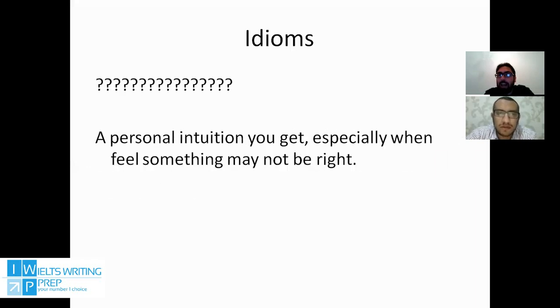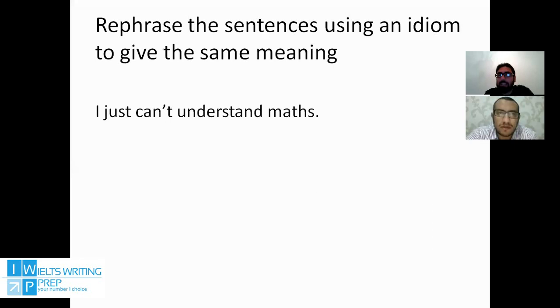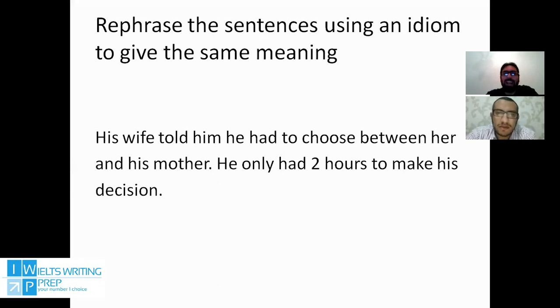Okay. Let's go to the first sentence. I just can't understand maths. I hate it. Math is all Greek to me. Yes. Math is all Greek to me. Good. Right. His wife, this is a great one for Egyptians, yeah?